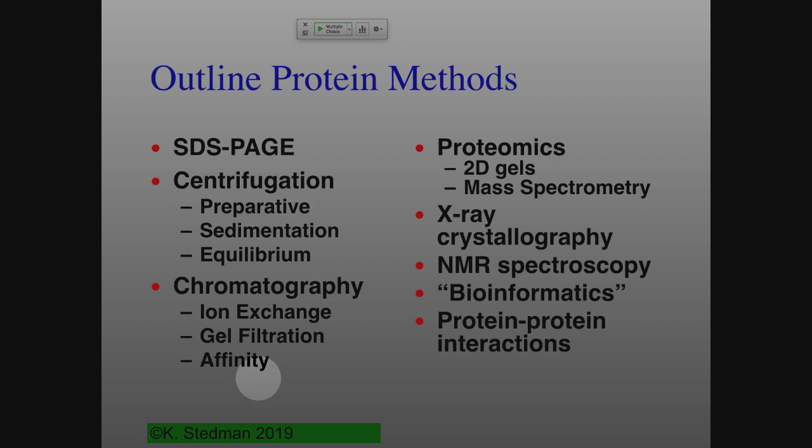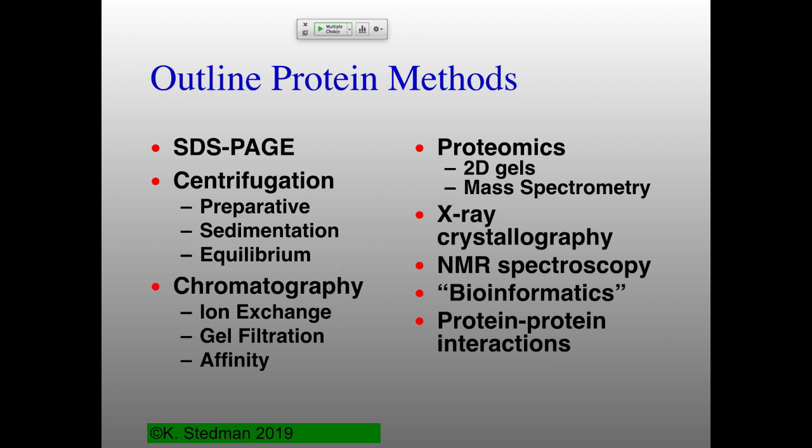Chromatography, as I mentioned before, is going to be separating proteins from all the other proteins due to some aspect of that particular protein. Whatever the charge is on the outside of that protein, ion exchange; the size of your protein, gel filtration; or something that that protein happens to bind to, affinity chromatography.